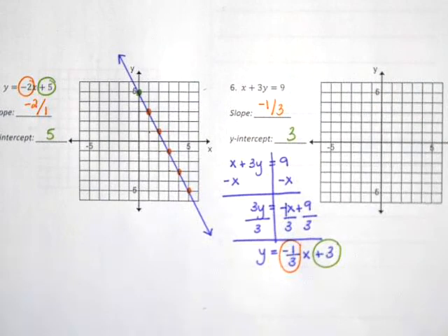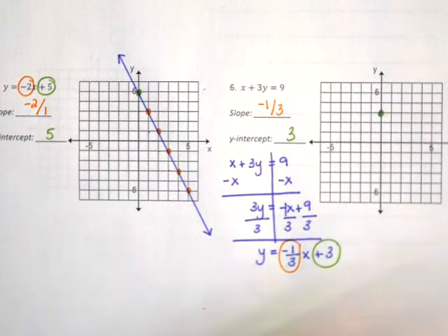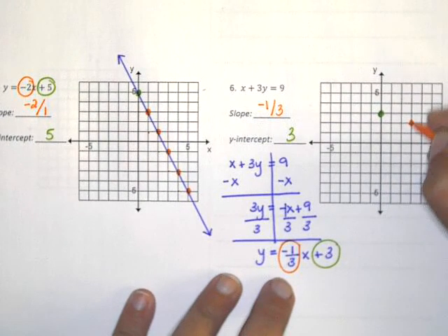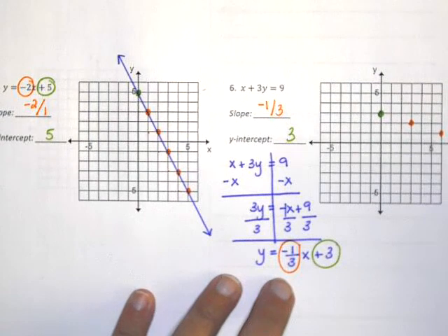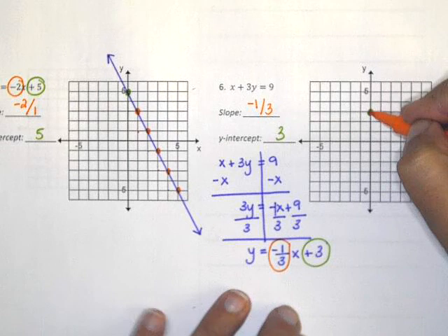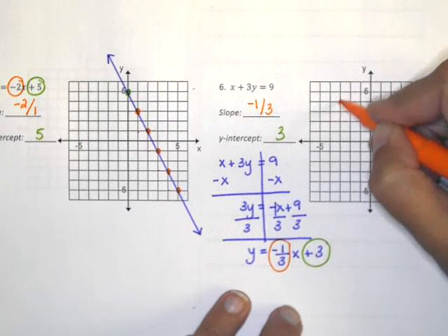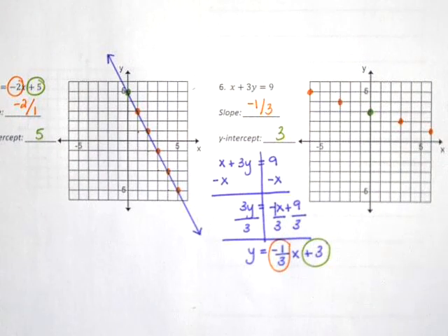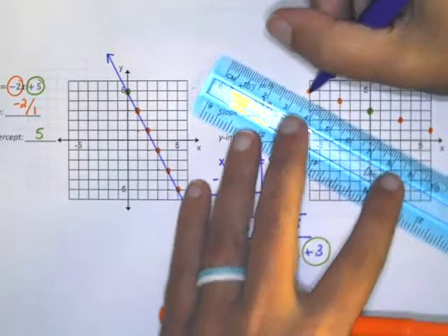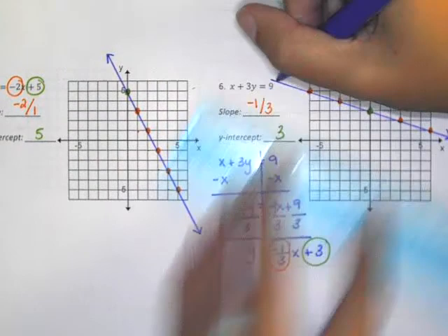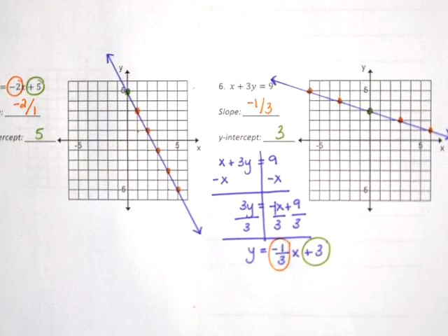That means I'm going to begin on the positive 3, and from there I'm going to go down 1, right 3, down 1, right 3. Once I run out of room, I'm going to go back to where I started and reverse both instructions. So go up 1, left 3, up 1, left 3. Finally, I'm going to use a straight edge to draw a line through those points. Make sure it goes beyond the edges of the graph and put arrows.